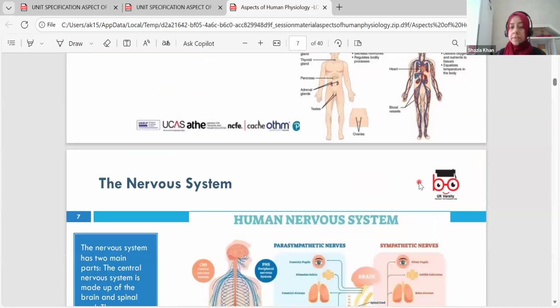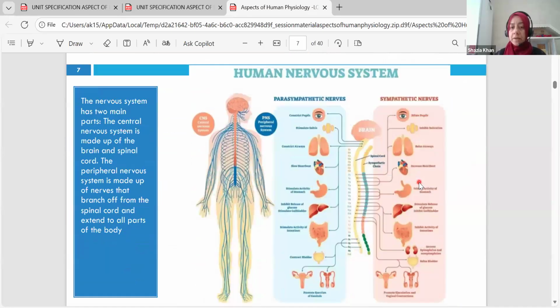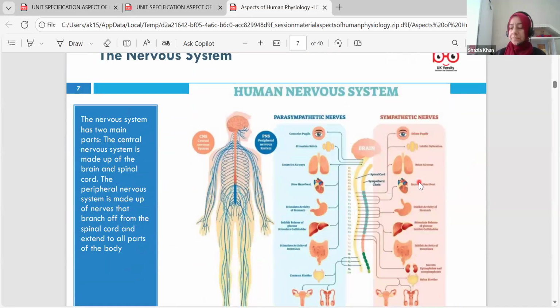Now coming towards the nervous system. So how is the human nervous system created? How is it controlled? What are the mechanisms behind it? We'll talk a little bit in detail about this.